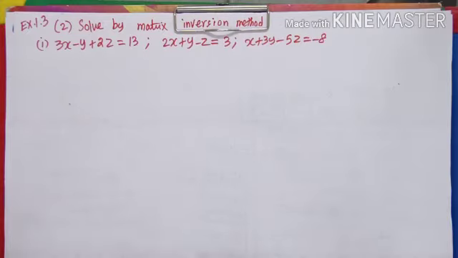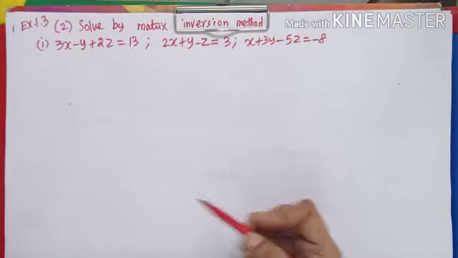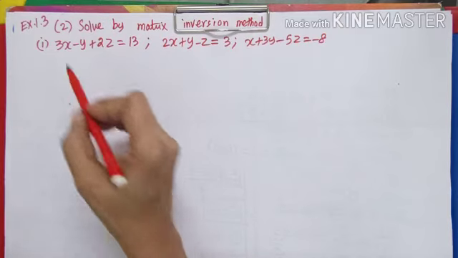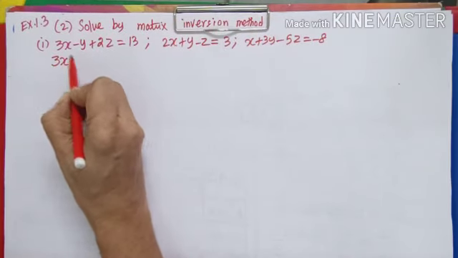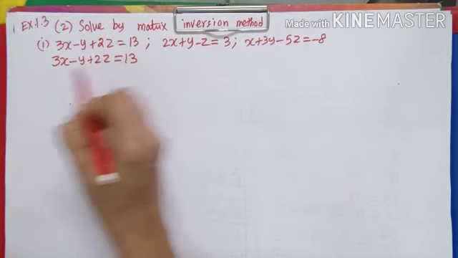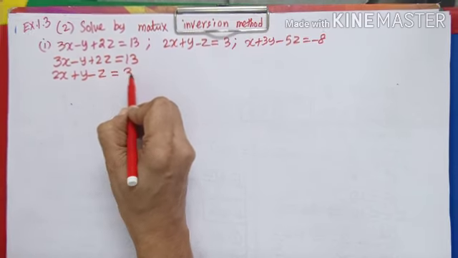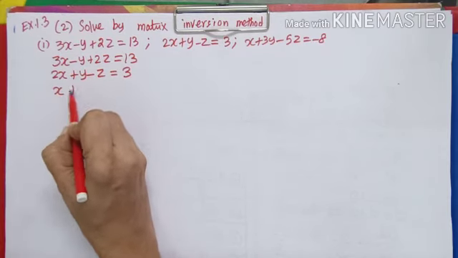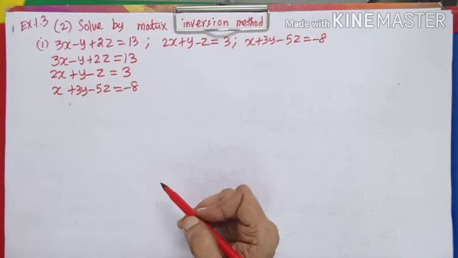Question number 2, subsection 1. Solve by matrix inversion method. Our first step is to write the equations one below the other. 3x minus y plus 2z equal to 13. 2x plus y minus z equals 3. x plus 3y minus 5z equal to minus 8.